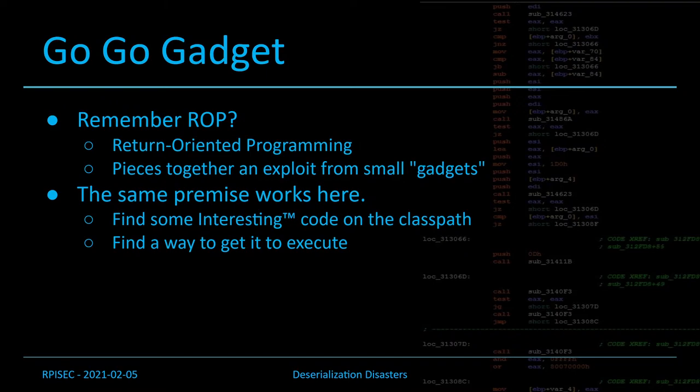So you might remember we've talked about things like ROP, or return-oriented programming. We use that in situations where we can't just write our own code. The system will not let us just execute random garbage on the stack. What we can do, though, is trick it into doing stuff for us by building up a series of gadgets, little bits of code that run, then return somewhere else, that runs, then return somewhere else, on and on and on. So the same premise comes up here. We want to find some interesting trademark code on the class path and find a way to make it execute.